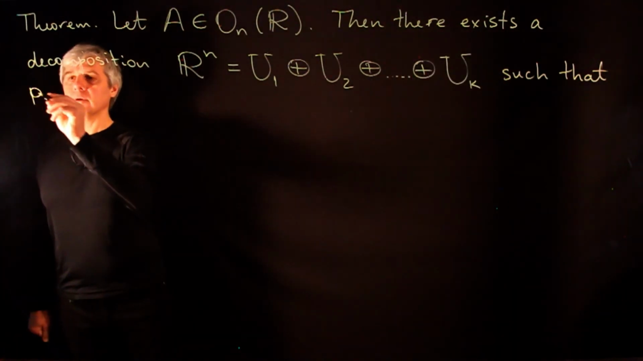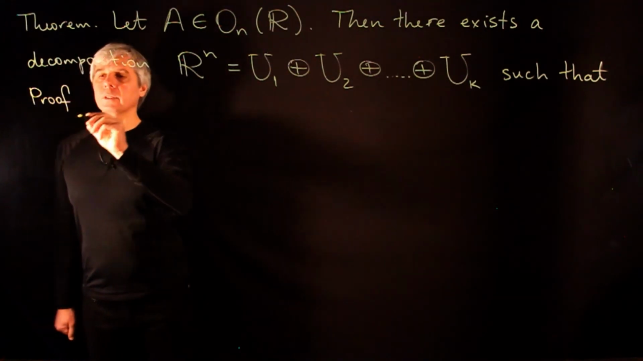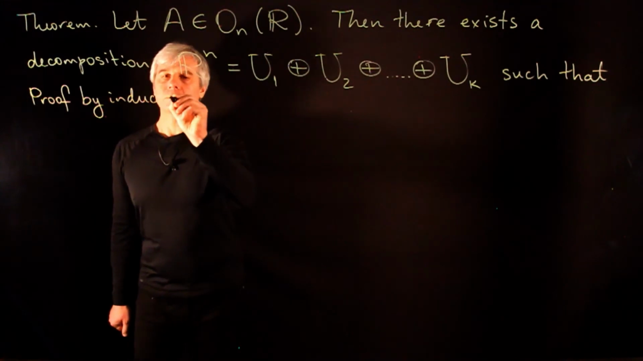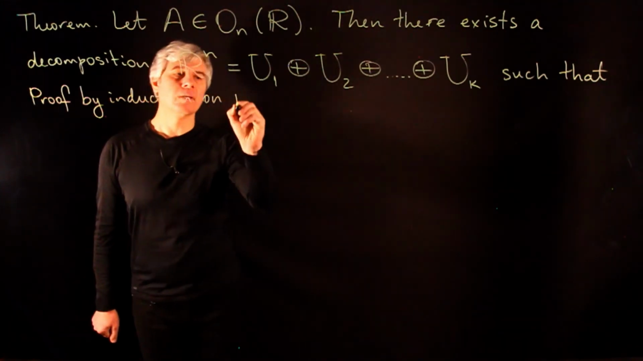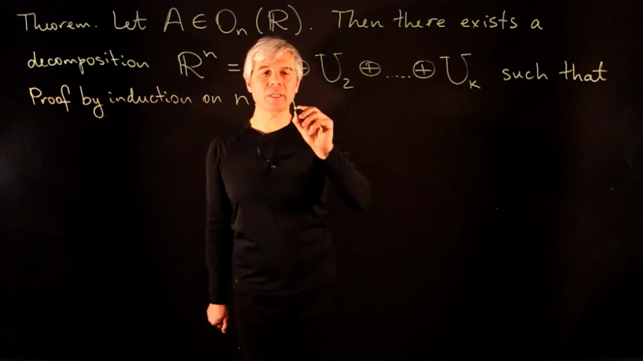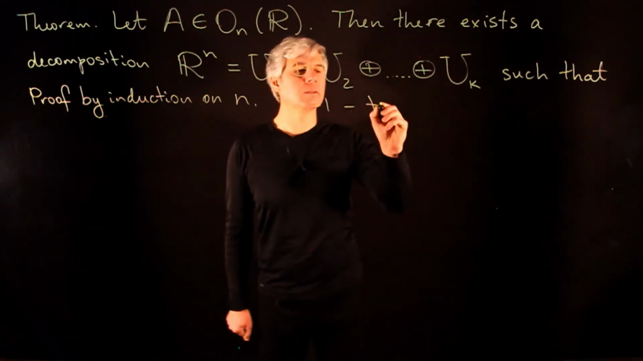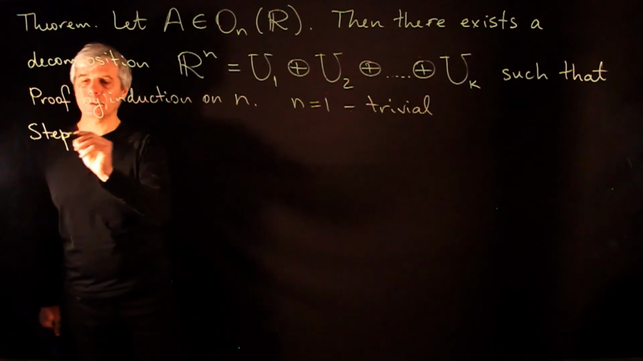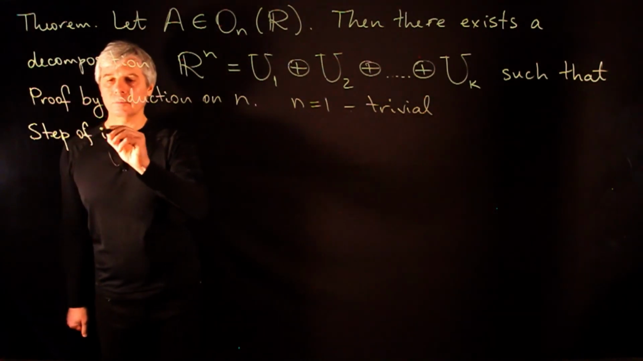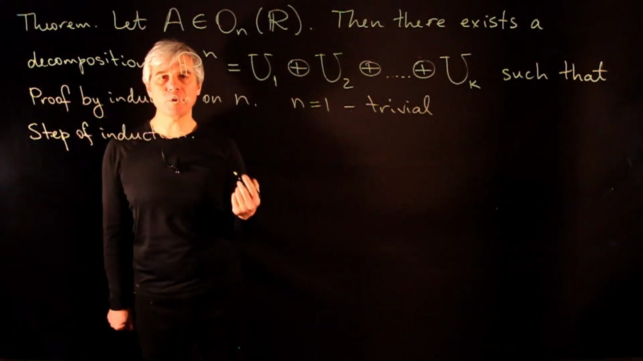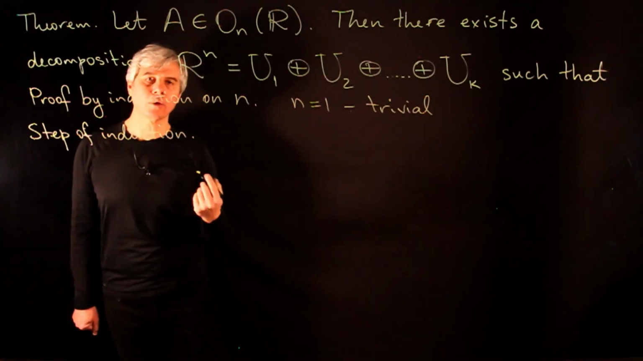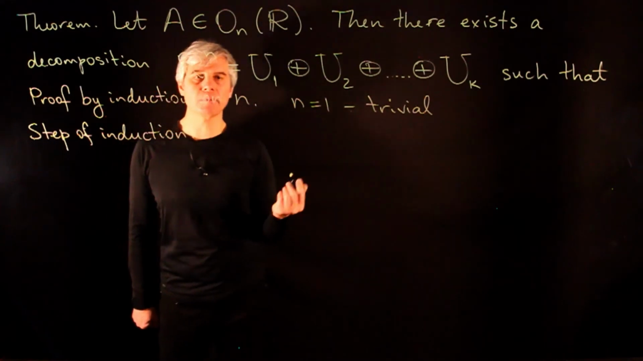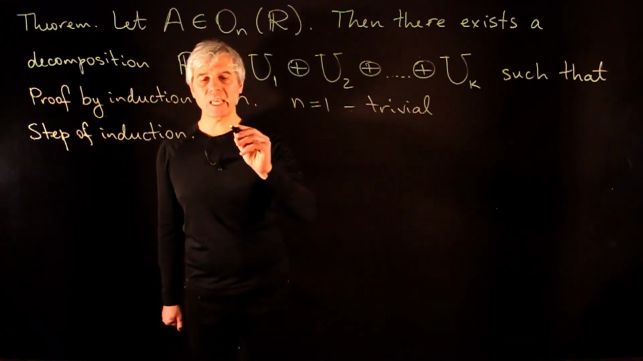The proof of this theorem will go by induction on n. And the basis of induction, n equals 1, is the trivial case. Let us do the step of induction. We assume that the claim of the theorem holds for orthogonal transformations on n-1 dimensional Euclidean spaces. Now let us consider two cases.